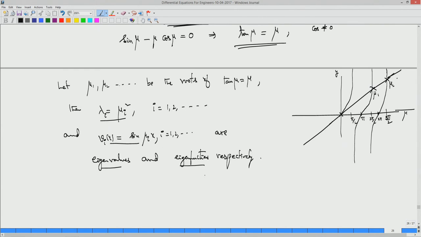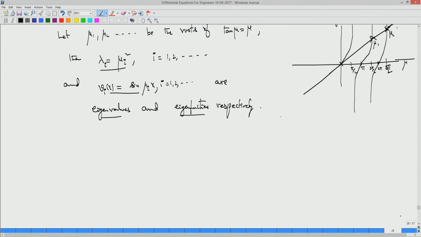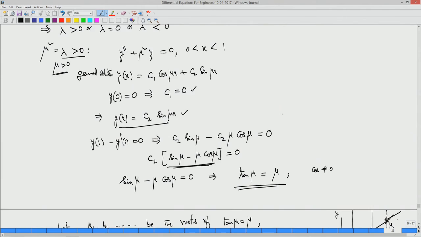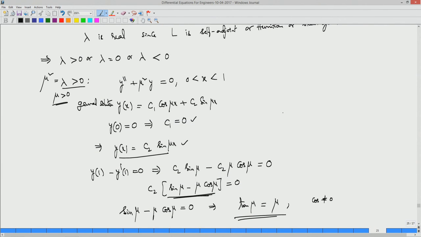You do not know explicitly exactly what your mu i's are, but numerically you can find all these values, mu 1, mu 2, mu 3 and so on, and they are all positive. So I found certain eigenvalues and eigenfunctions corresponding to the case mu positive, that is lambda positive.